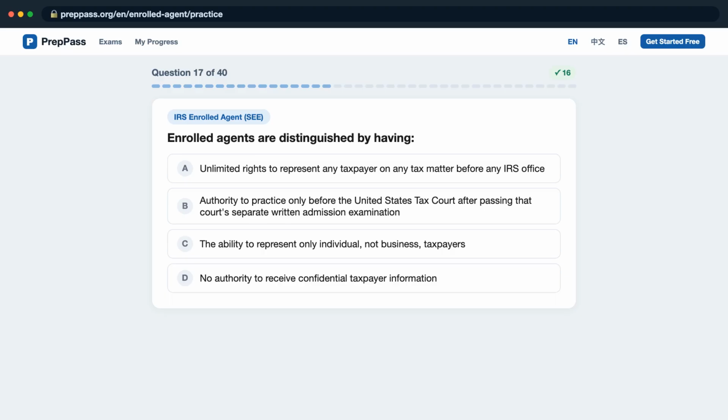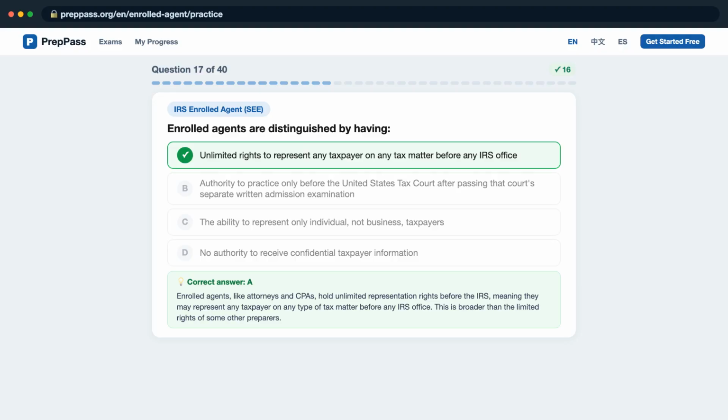Question 17. Enrolled agents are distinguished by having, is it A, unlimited rights to represent any taxpayer on any tax matter before any IRS office? B, authority to practice only before the United States Tax Court after passing that court's separate written admission examination? C, the ability to represent only individual, not business, taxpayers? D, no authority to receive confidential taxpayer information? The correct answer is A.